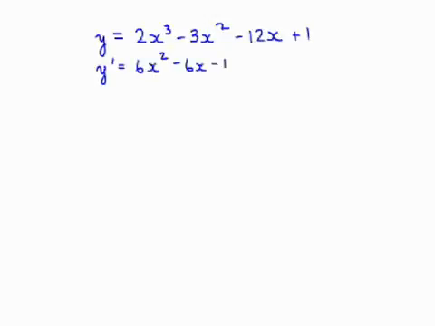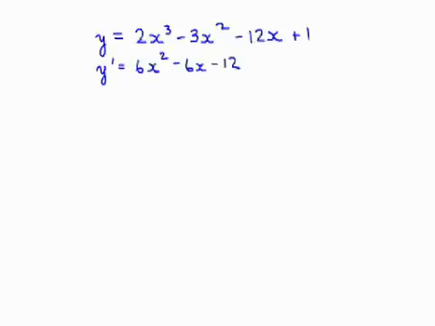In this particular question, we've been given the cubic function y equals 2x cubed minus 3x squared minus 12x plus 1. And we've been asked to find its minima and maxima as well as its increasing and decreasing intervals. So we start by taking our first derivative, y prime, which is equal to 6x squared minus 6x minus 12.